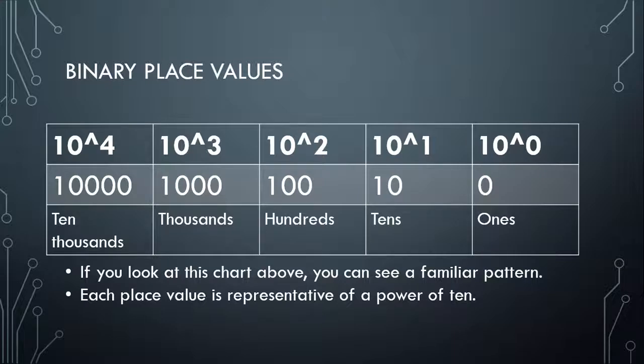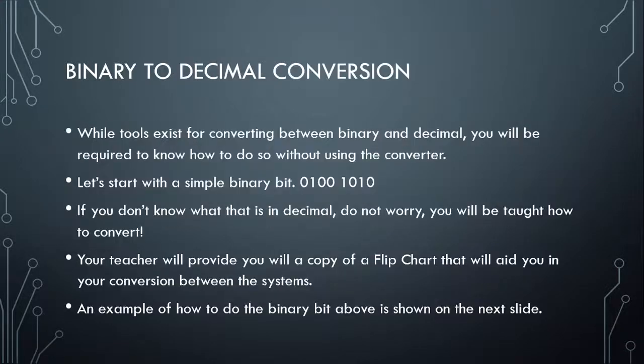We work in the decimal system all the time. Right? Each place value here is representative of a power of 10. It's very familiar to us. Now, how do we do this conversion?